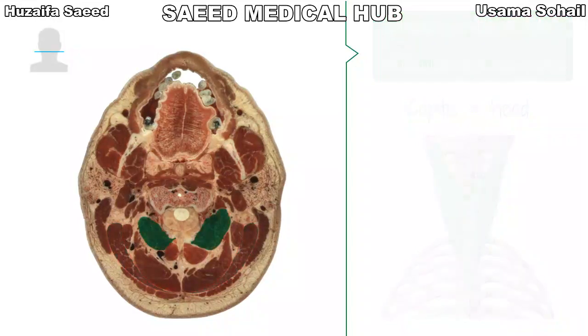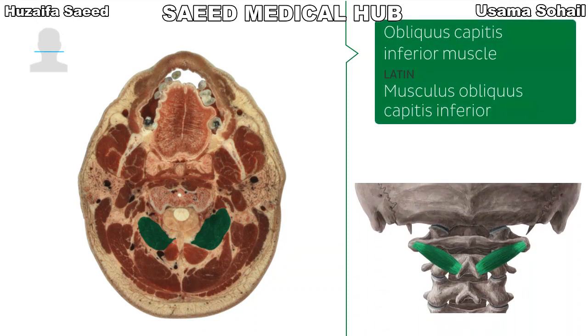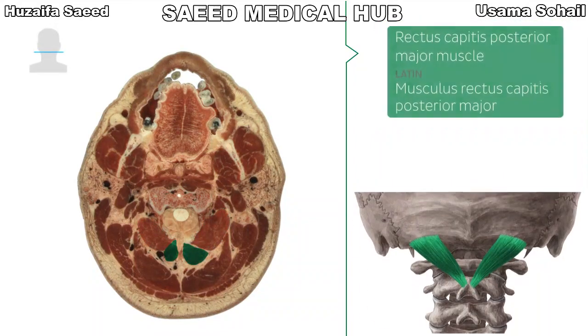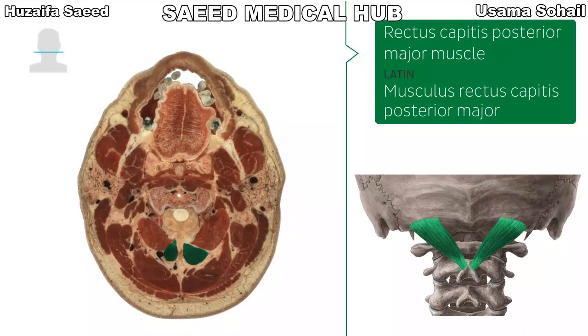Moving medially, we can see another muscle that is located lateral to the posterior aspect of the second cervical vertebra. This muscle is the obliquus capitis inferior, and it's the only muscle that has capitis in its name that doesn't actually attach to the head. Posterior to the obliquus capitis inferior is the rectus capitis posterior major, which we can see here highlighted in green. This is another muscle of the posterior neck that attaches to the occipital bone of the skull.